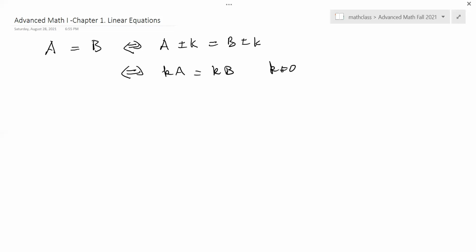We have certain rules to follow in solving linear equations. Okay. So for a linear equation, the basic rule we're going to follow is, if you have an equation A equals B, then you can always add or subtract the same number from both sides. Those two are still the same. You can also divide or multiply by a non-zero number, k is not equal to 0.